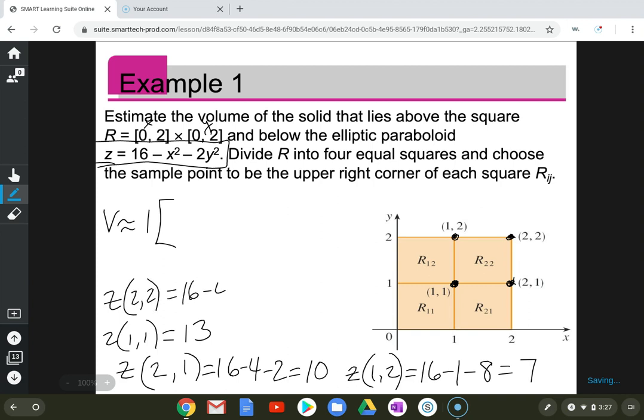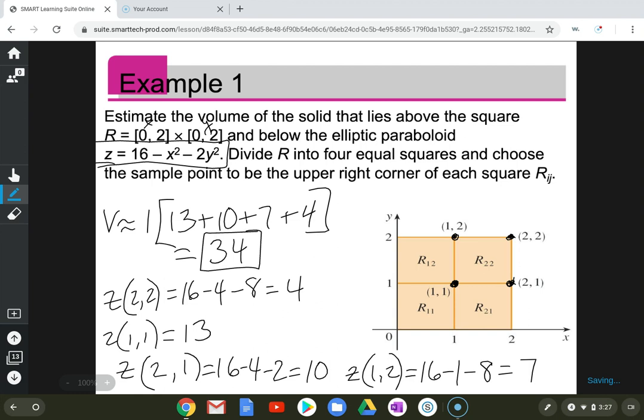I get 16 minus 4 minus 8, which is 4. So my 4 heights would be 13 plus 10 plus 7 plus 4. And so my approximate volume would be 23, 30, 34. We don't have any units. That's okay. We're just going with whatever numerical answer we get.